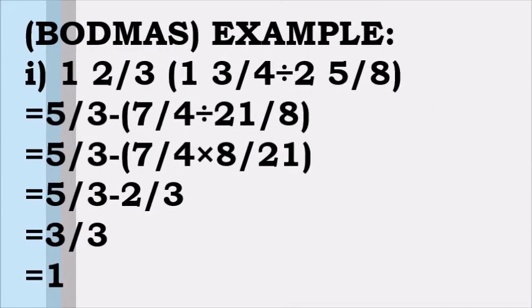So let's look at a BODMAS example. We have 1 over 2 divided by 3, into bracket 1 3 divided by 4 divided by 2, minus 25 divided by 8. So this is 5 over 3, because we are dealing with the ones in the bracket first. So 5 over 3 minus 7 over 4 divided by 21 over 8.